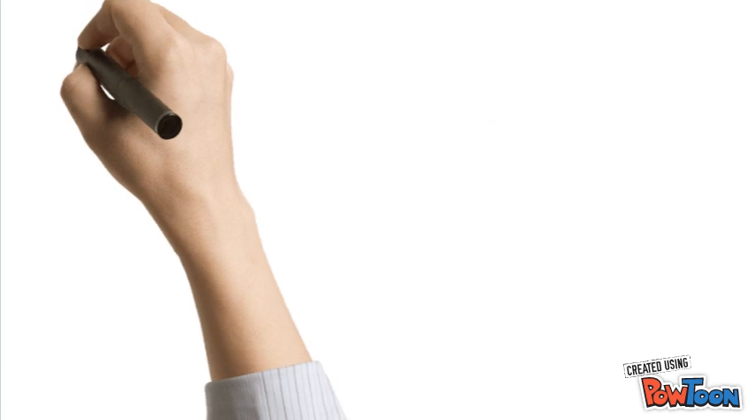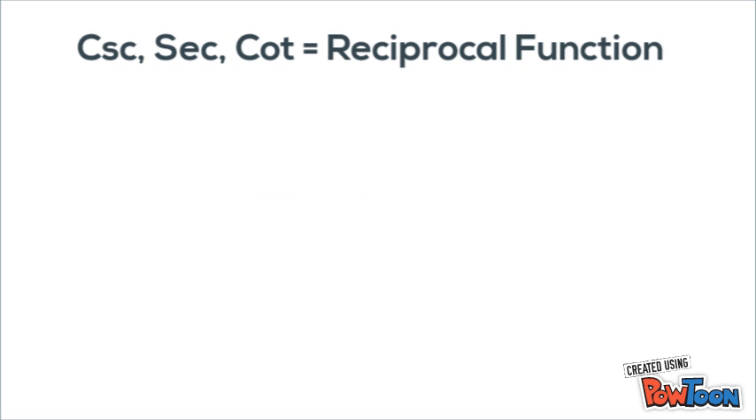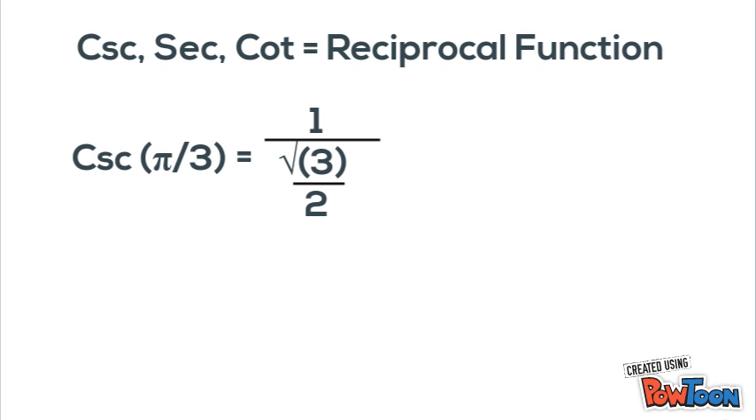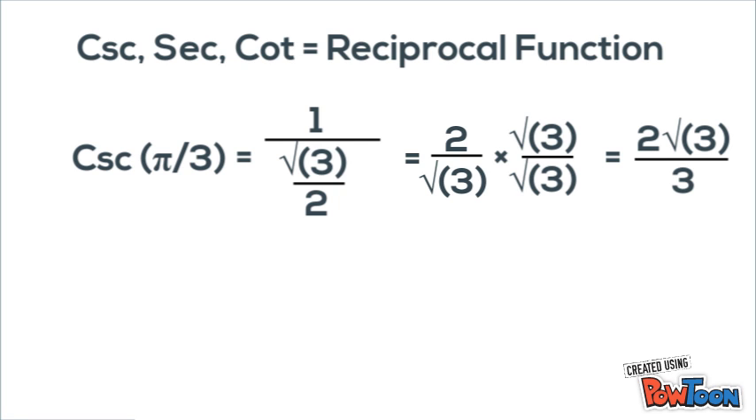We know that cosecant, secant, and cotangent are the reciprocal functions. So cosecant of pi over 3 is equal to the hypotenuse, 1, divided by the square root of 3 over 2, or the opposite. Simplified, the answer is 2 over the square root of 3, but you can't have a square root in the denominator, which means you need to rationalize. Multiply both the top and the bottom by the square root of 3, and you're left with 2 square root of 3 divided by 3.